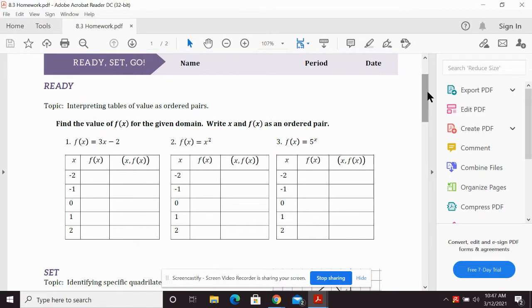Problems 1 through 3. Find the value of f of x for the given domain. Write x and f of x as an ordered pair. They give you all of your x values, and you're just substituting into the different equations. I'll do a couple of each one.